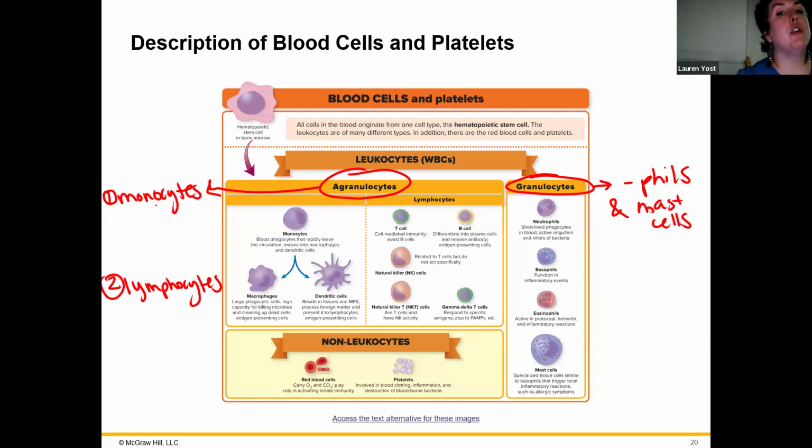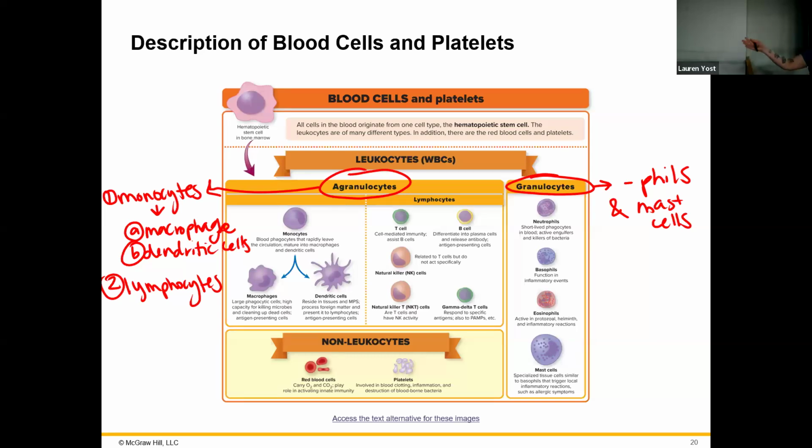Monocytes can then differentiate into two different subcategories. Subcategory A would be macrophages, and subcategory B would be dendritic cells. Those are derived from monocytes. Your monocytes circulate in your bloodstream, and that's just where they are. And they can react to things in your blood.